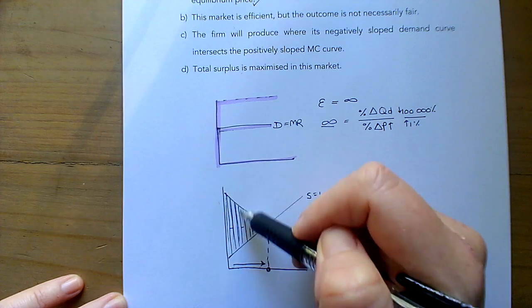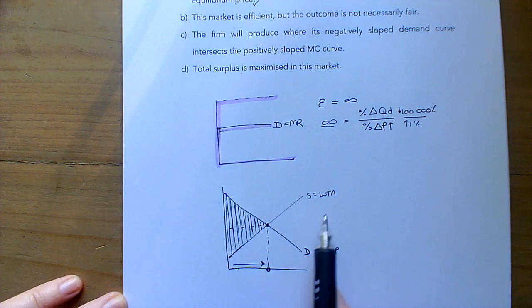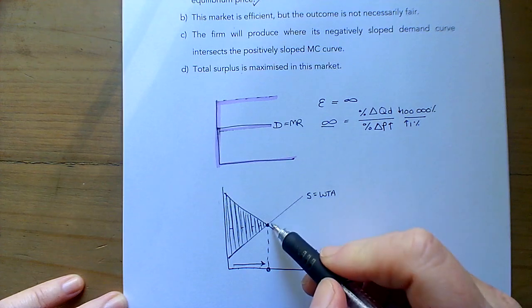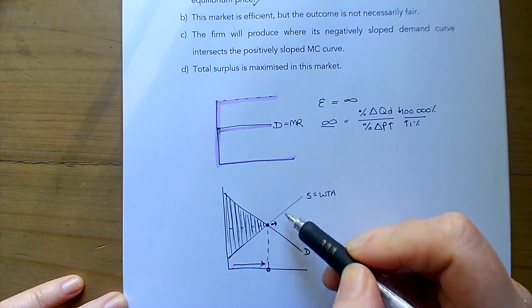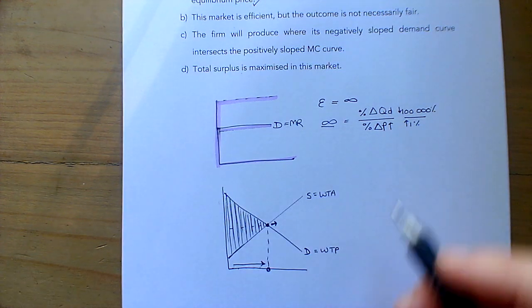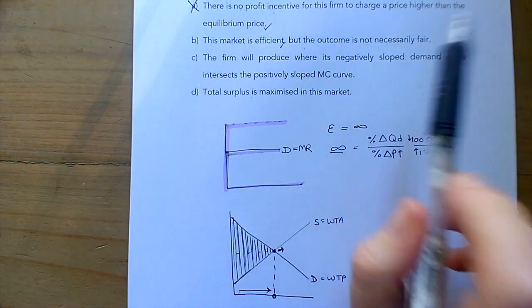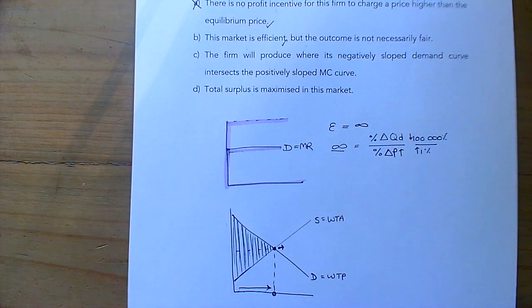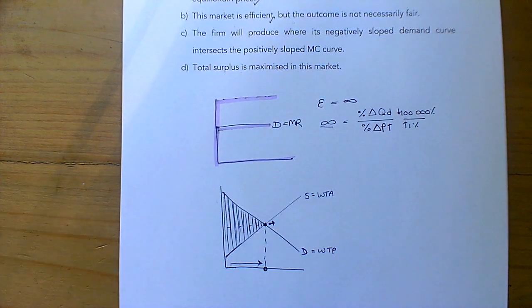So these vertical distances here represent the positive joint surplus of trade between buyers and sellers. If we had to go beyond this point, then that surplus would become negative, and then we would actually be seeing a decline in total gains from trade in this market. So it is true that this market is efficient, yes. The second part of the statement says, but the outcome is not necessarily fair. That is also true. And so there are two reasons why perfectly competitive markets don't necessarily guarantee fair outcomes.